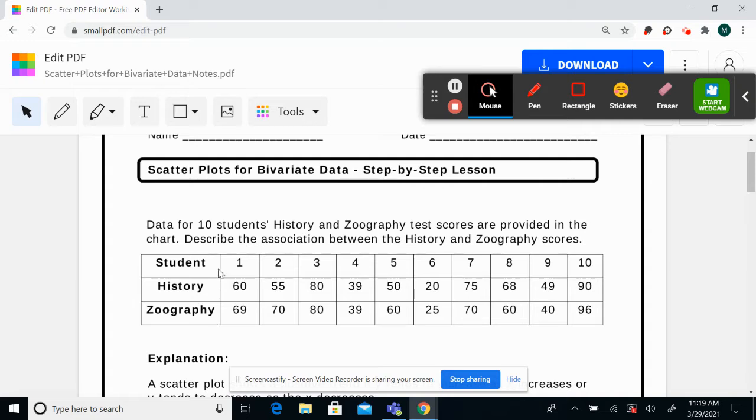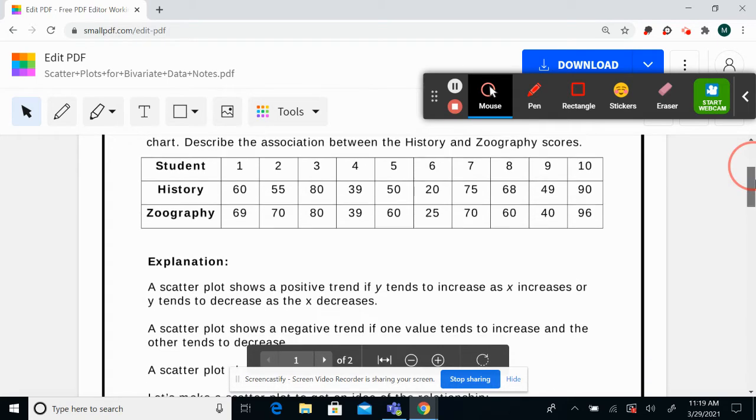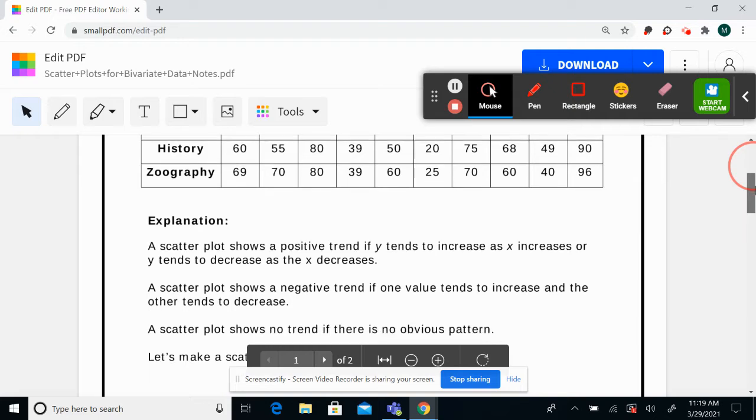All right, so two classes. And we're looking at students' grades in those two classes. We have 10 different students here. We use this data to put it on a scatter plot.